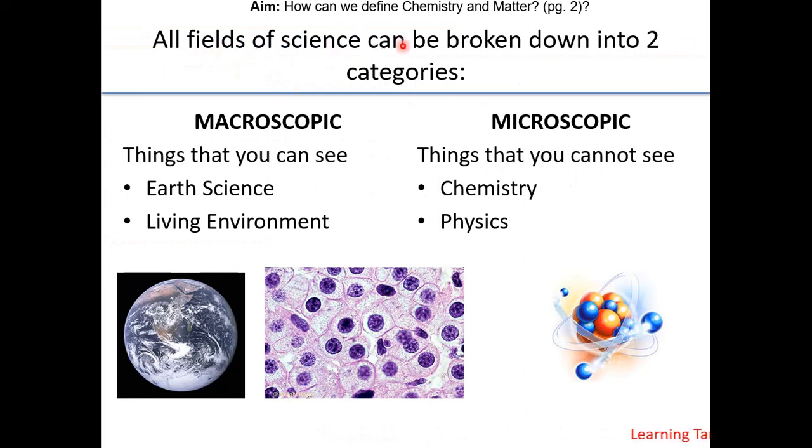All fields of science can be broken down into 2 categories, macroscopic and microscopic. Macroscopic focus on things that you can see. Microscopic focus on things you cannot see. In this chemistry course, we'll be studying atoms. Even though we cannot see these atoms, we will learn about their properties and what they are.